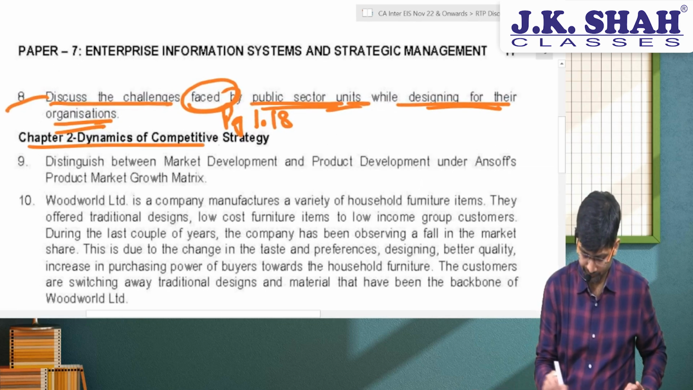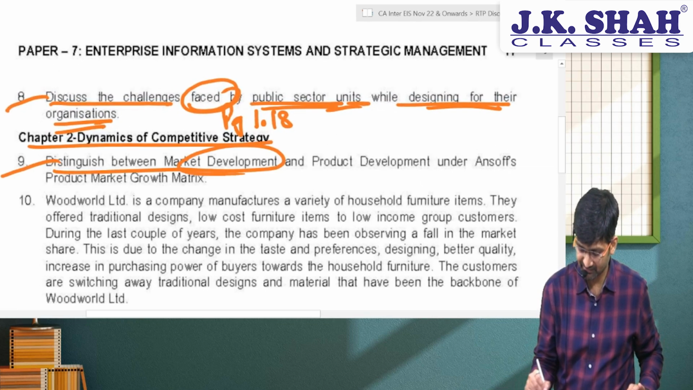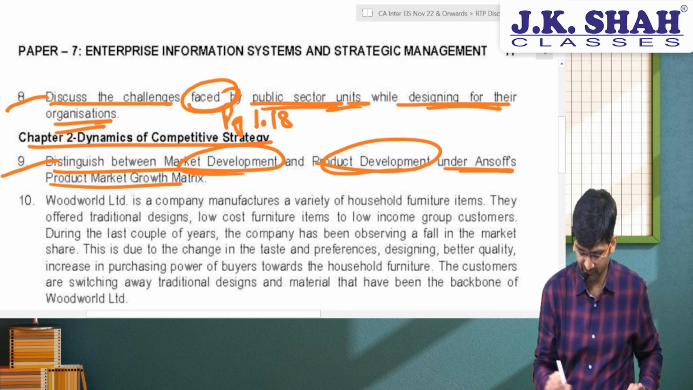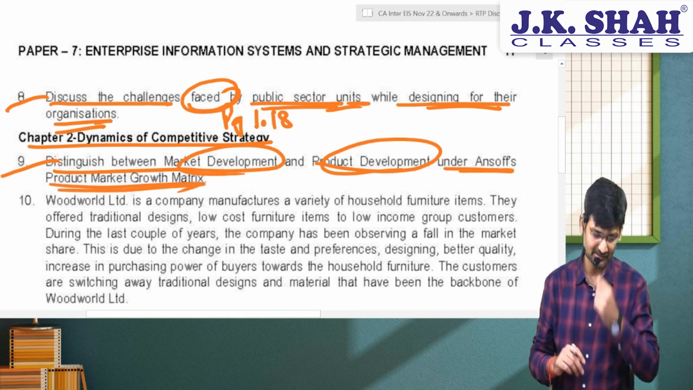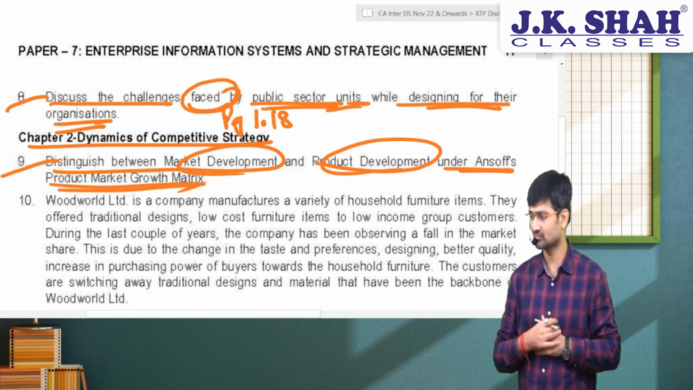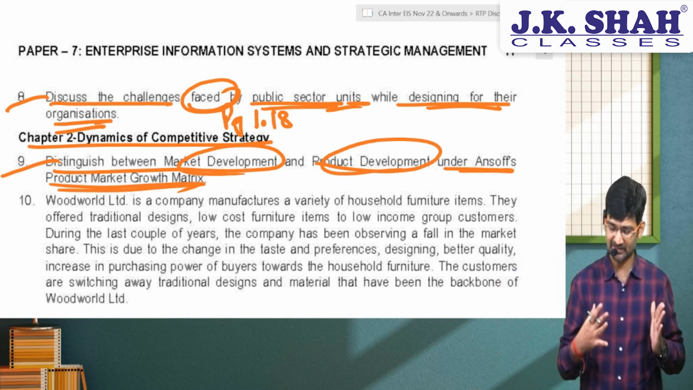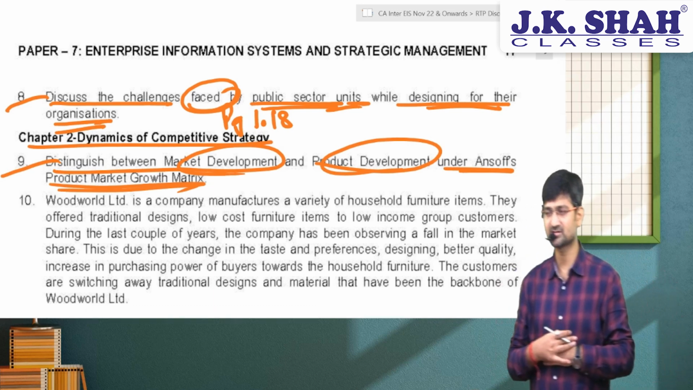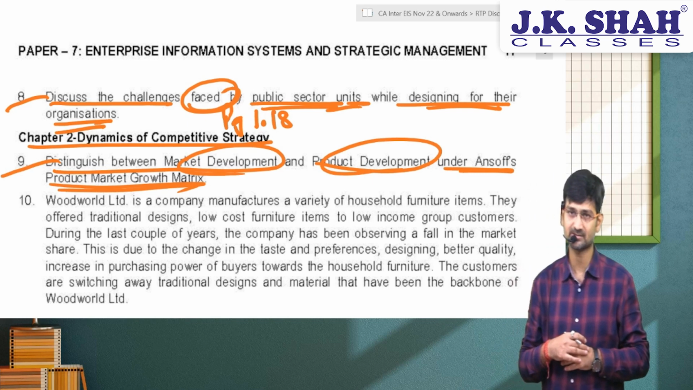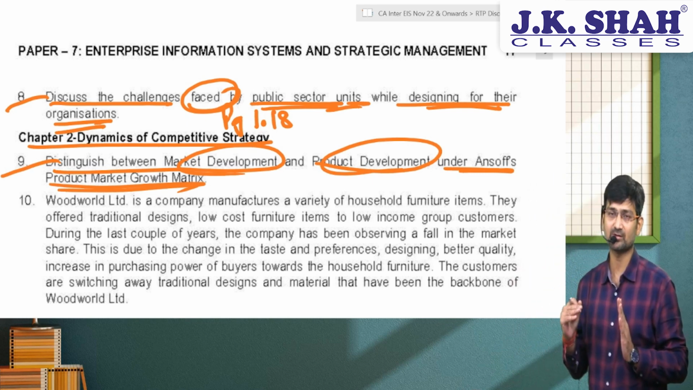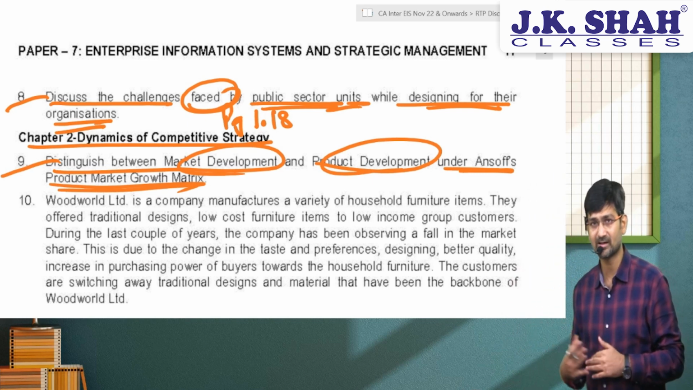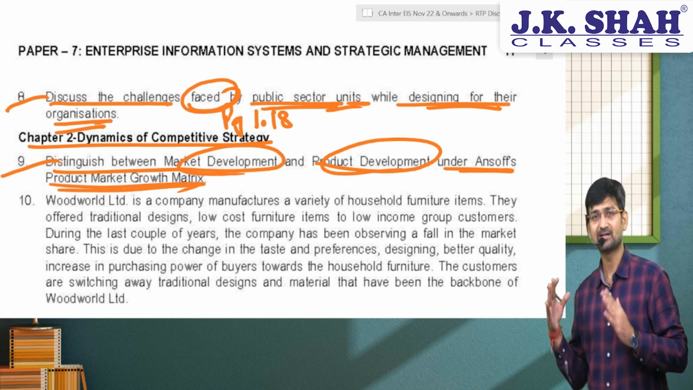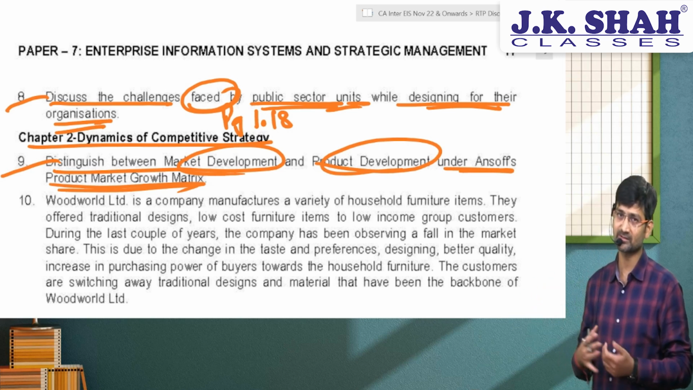Chapter 2: distinguish between market development and product development under Ansoff's product market growth matrix. Again, a very direct and easy question. You had to explain the two strategies and in what situations you will follow them. Market development is when you're launching an existing product in a new market. Product development is when you have an existing market and you're launching a new product in it.